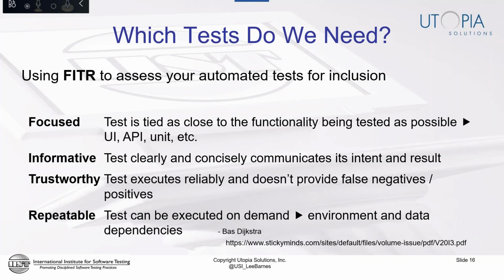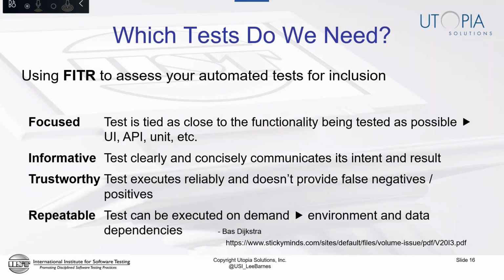And as we already discussed, they need to be fast, accurate, and actionable in terms of the feedback that they provide. So a test automation engineer out of the Netherlands, Bas Dijkstra, has come up with a great acronym for reminding us about the qualities to look for when we are trying to discern if our automated tests are fit for continuous testing. And that's FIRST. It stands for focused, informative, trustworthy, and repeatable. Let's talk about focused first.